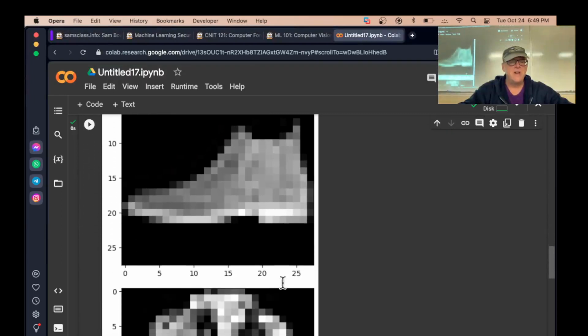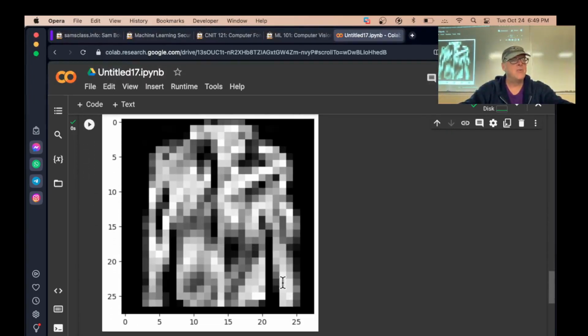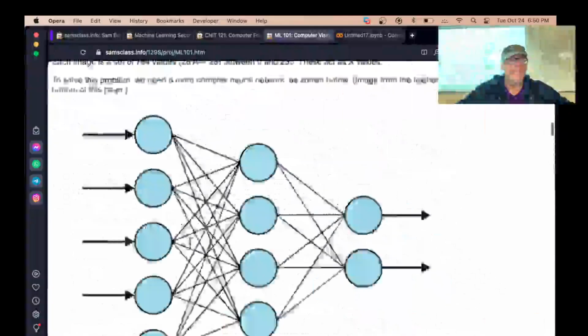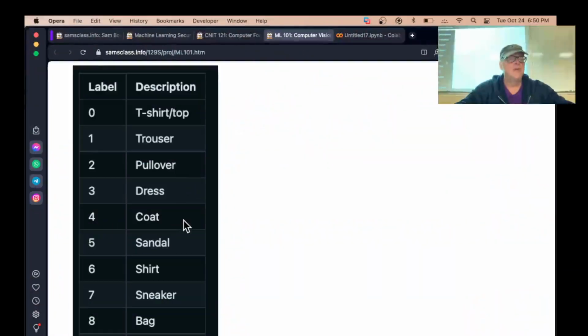So here's the first one that it got right. Oh, and here's the one it got wrong. And you can see this is sort of horrible. That image, you probably can't tell if these are sleeves or stripes, or whether it's a coat or a jacket. The two possibilities that it got confused were 2 and 4. Let's see what those are. 2 is pullover and 4 is coat.